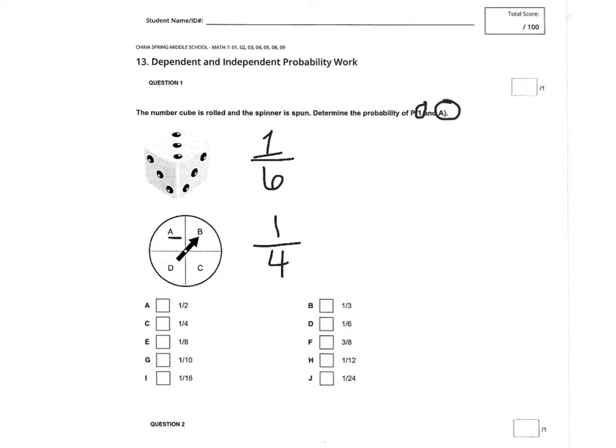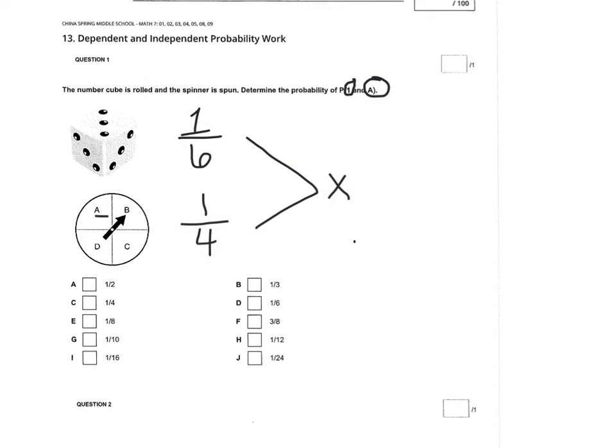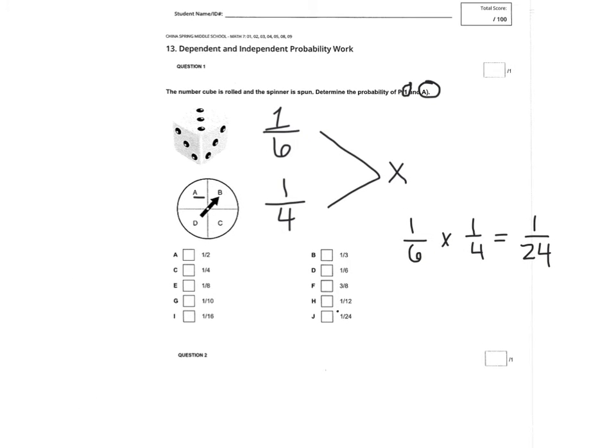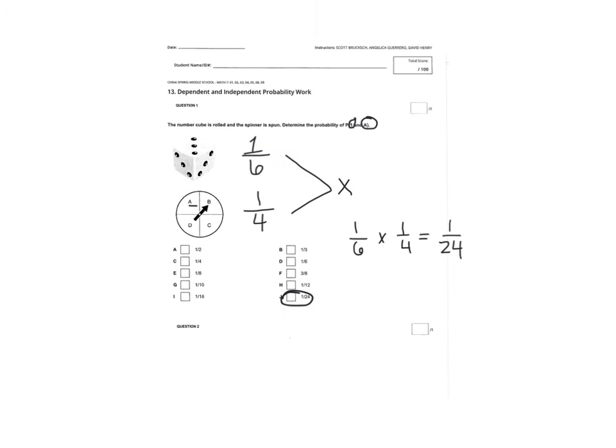Okay, so now that we have our 2 different probabilities, we want to multiply these together. And so what that looks like is we line them up side by side, 1/6 times 1/4. So we just multiply across. 1 times 1 is 1, 6 times 4 is 24. So 1 out of 24 is our probability.